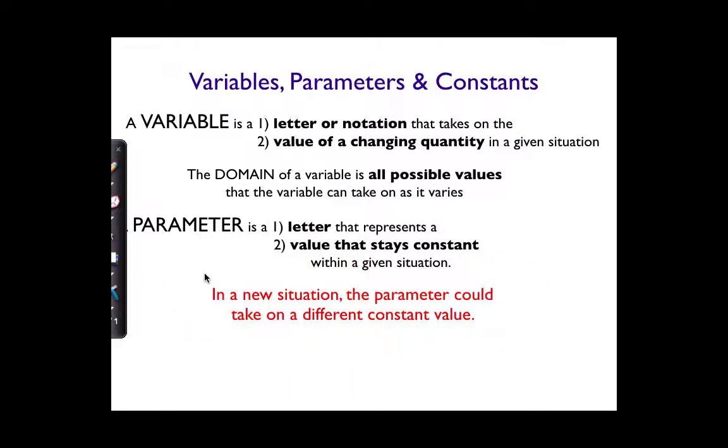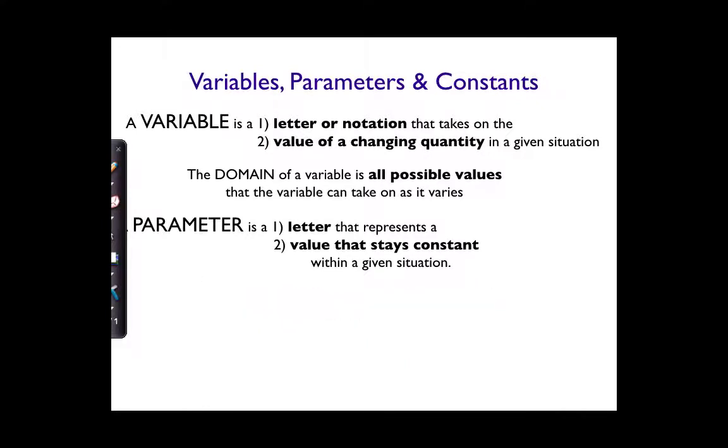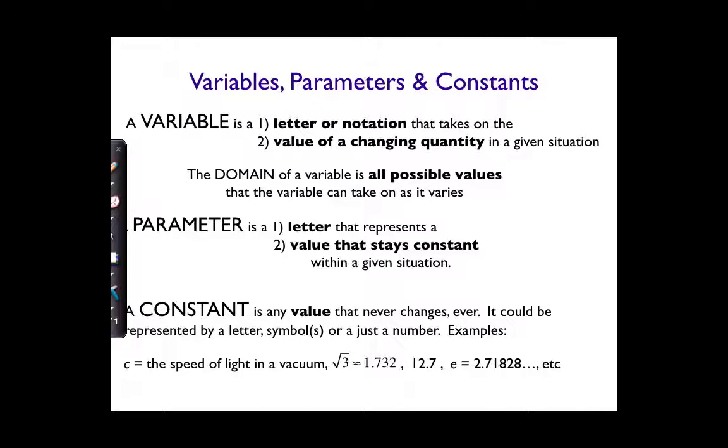So this is what I was saying. In a new situation, the parameter could take on a different constant value. A constant in mathematics, I don't want to call m a constant. M is a parameter that we were using to represent individual constant values at a time. A constant is something that has the same value all the time, like pi is a constant.